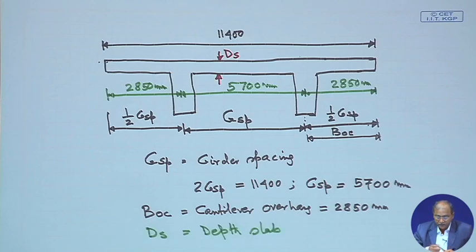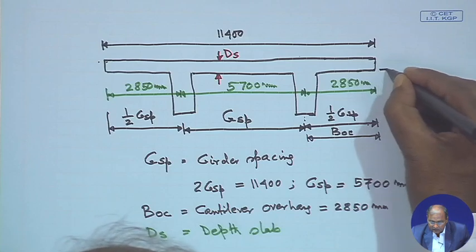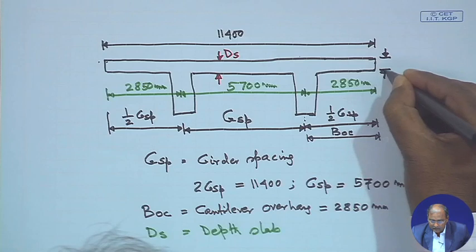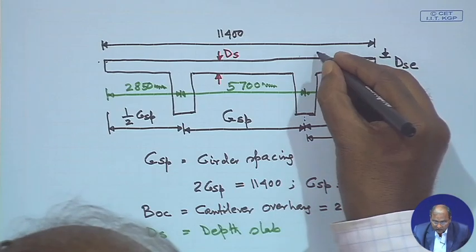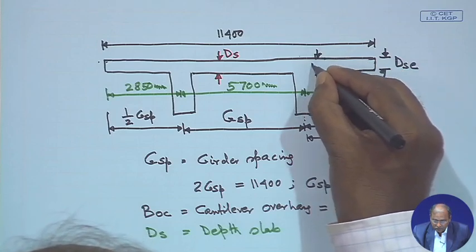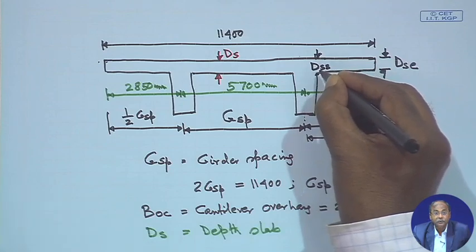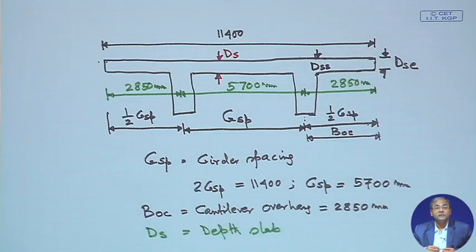Then you will find another parameter, DSE, the depth of slab at end. Similarly, I require at this end also, which I can call DSS, depth of slab at support. This way we can describe this particular bridge with a handful of parameters, and if we can make it general, then it is very easy to describe your problem. I personally feel that one day possibly it will come to your mobile as an app for this type of structure, where you mention these parameters and your bridge can be designed. I think it is not too far.